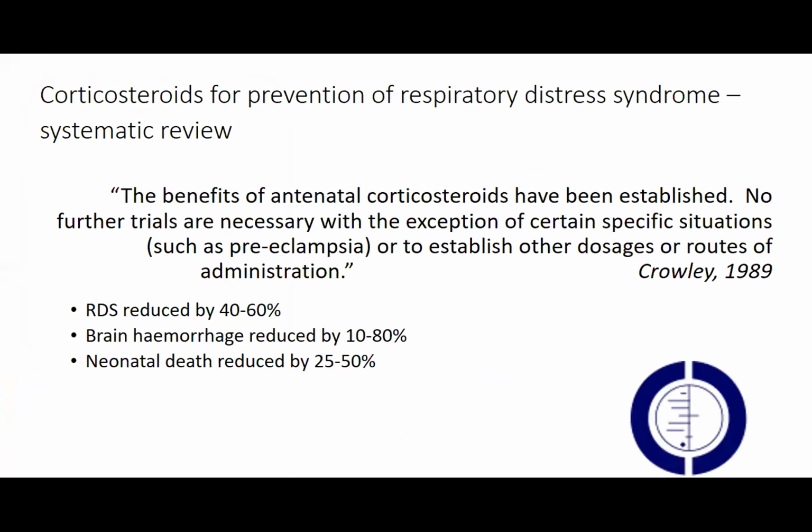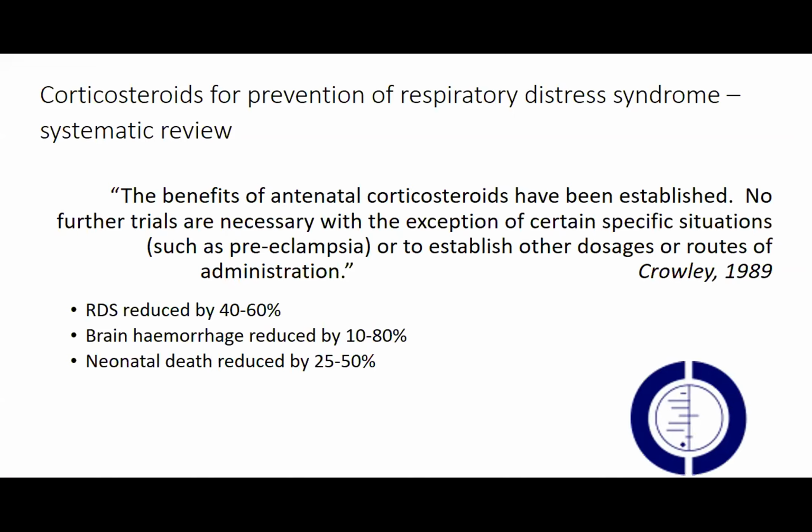If we fast forward a little bit further, in 1989, a systematic review was published that clearly showed there are a lot of benefits of steroids for women who've gone into early labor: between 40 and 60% reduction in lung problems, between 10 and 80% reduction in bleeding in the brain, and in terms of deaths of these babies, between 25 and 50% lower risk of death for those who have received these steroids.